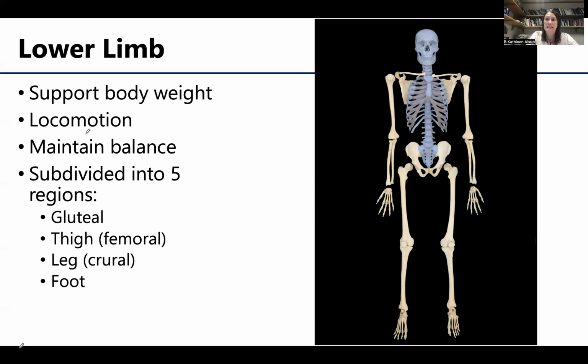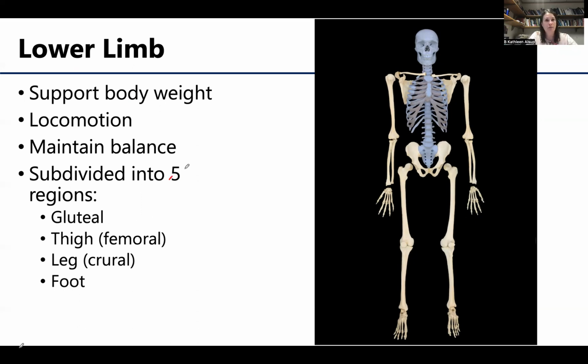And so there are some very distinct differences between the upper and the lower limbs and between the lower limbs of our species and others. Also, as you might imagine, the lower limb is going to play an important role in terms of maintaining balance as well. And we will talk, and I have 5 subdivisions here.